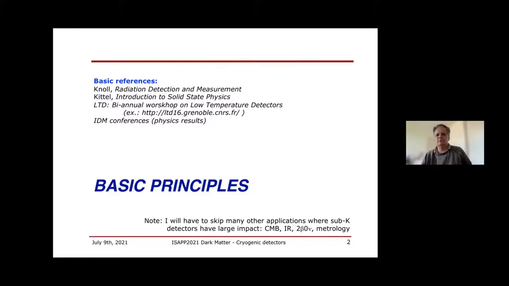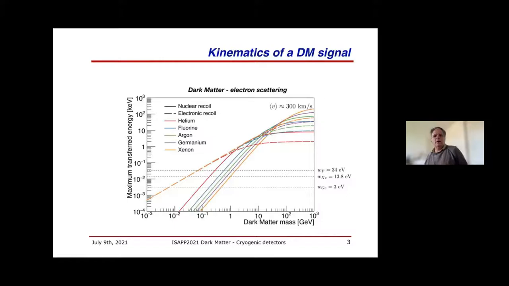All this will be skipped. So we're talking about dark matter, and that plot was more or less presented in a different way in previous talks. What we want is a detector that probes a signal from dark matter, and the kinematics of the signal, the transferred energy, depends on the target that you have, and on whether you're scattering on electrons or on a nucleus. But what is very often more important is the basic threshold you have. If you draw this horizontal line here at 3 eV, which is the average energy needed to create an electron-hole pair in germanium, this more or less sets a limit on what kind of dark matter mass you can probe with a germanium detector.